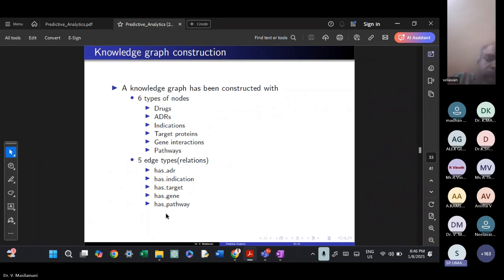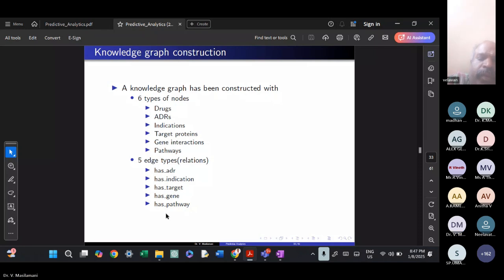So these nodes will be connected to these edges, is it, sir? No. The edge will be connecting nodes. Every edge will be connecting two nodes. Right. What will be the interpretation? See, suppose there's an edge from a drug to one ADR. The interpretation of that is that the drug is causing that particular ADR.